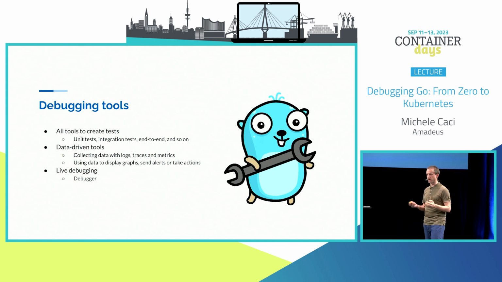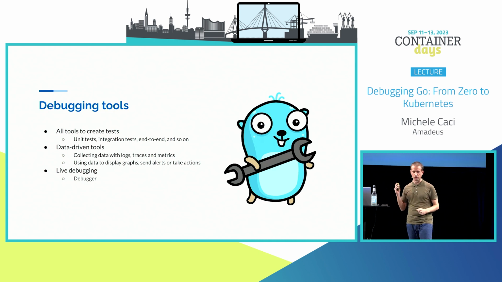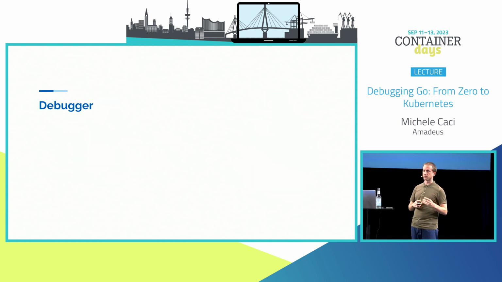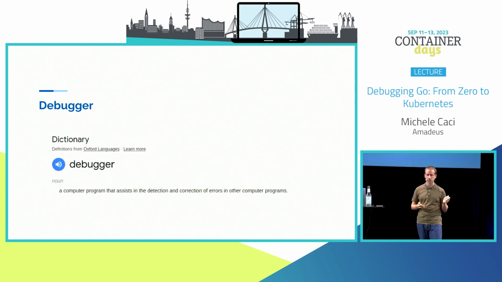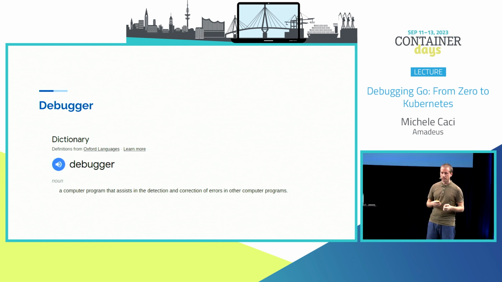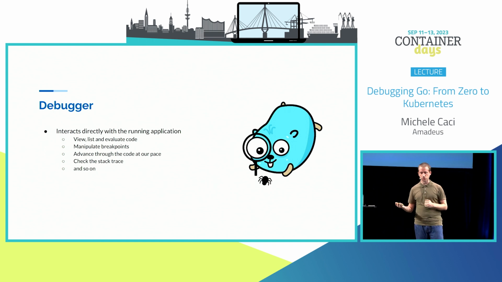And then we have live debugging with the tool that we are going to focus on today, which is the debugger. Now, again, just to be on the same page, let's see what the definition of the debugger is. We are going to look it up on Google again, and we'll see that the debugger is a computer program that helps us in the detection and correction of errors in other software programs. And again, how do we do that? The debugger lets us interact directly with the running application.